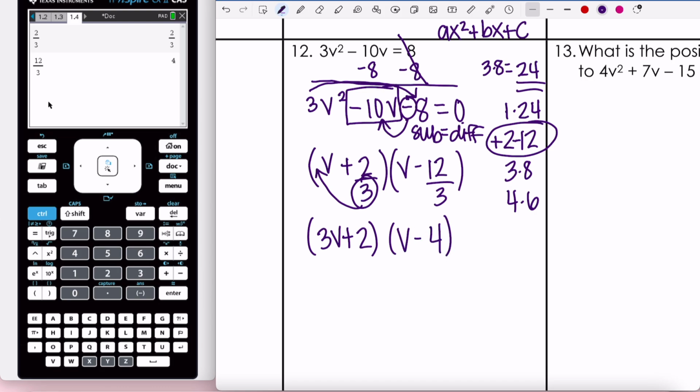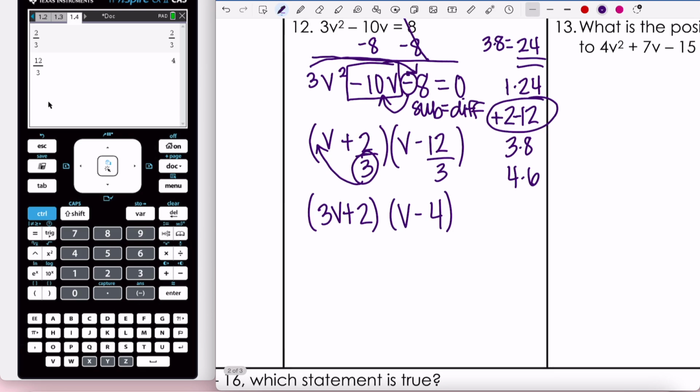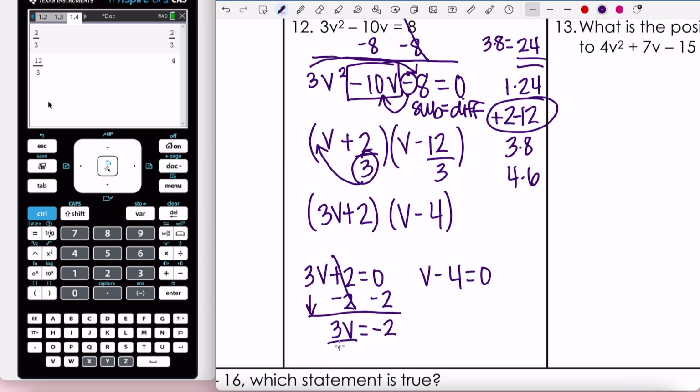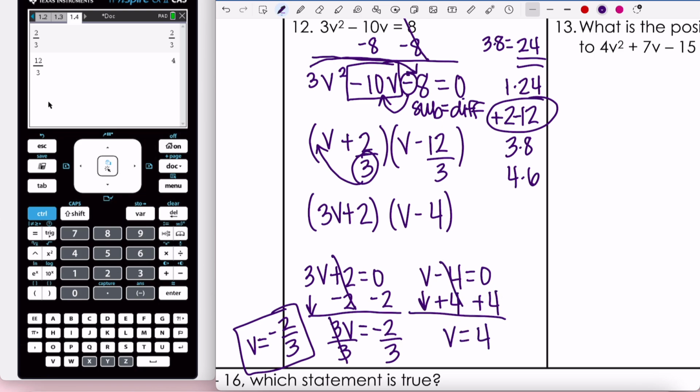Now that we have factored this quadratic, our next step is to set each of our factors equal to 0. Once I've set that equal to 0, our next step is to solve for v. Looking at my first equation, first step, I'm going to subtract over 2, and I'm left with 3v equals -2. My next step, divide by 3 on both sides, and I end up with v equals -2/3. Looking at my next equation, we have v minus 4 equals 0. First step, move over the 4 using your inverse operations, and we end up with v equals positive 4.